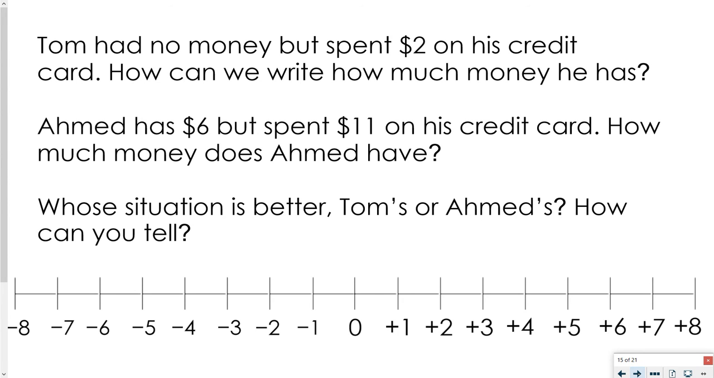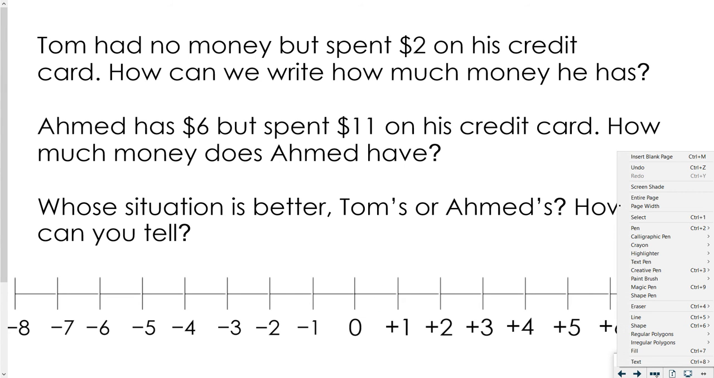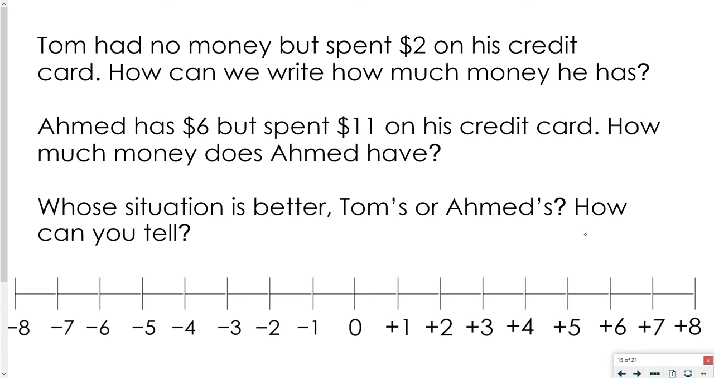So, this number line, by the way, very useful. So if you need to have a number line, you may want to copy a number line out on a piece of paper so that you have it while you're working with integers. So Tom had no money. No money means 0. Okay? But then he spent $2 on his credit card. So is that a gain or a loss, spending $2 on his credit card? That would definitely be a loss. So Tom is sitting at -2.